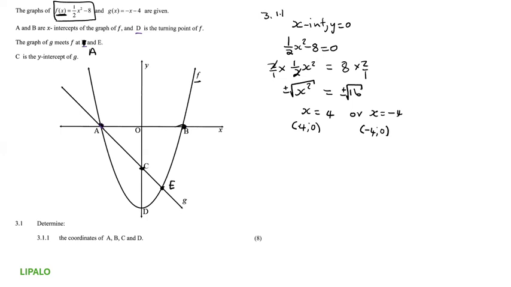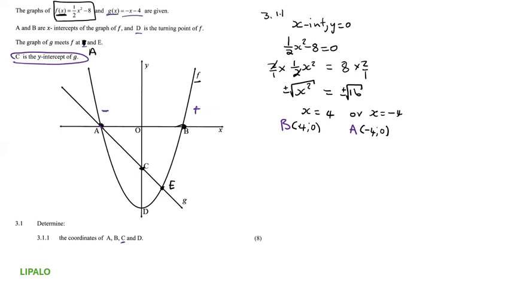The coordinates now, I need to decide which one takes the negative. So if I can see A, it's on the negative side of the x-axis. B is on the positive side. So this is going to be A, then this is going to be B. I get to C now. They told me C is the y-intercept of g. So my focal point now is g.